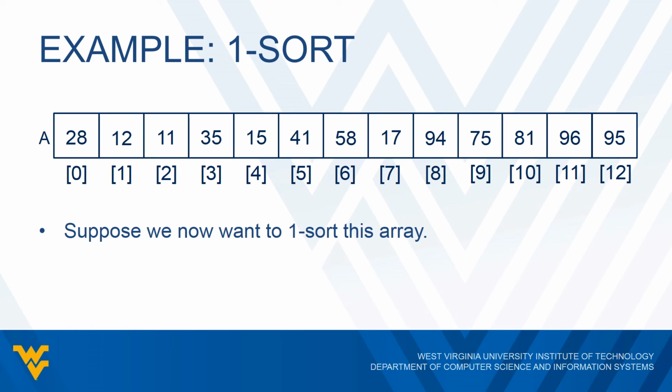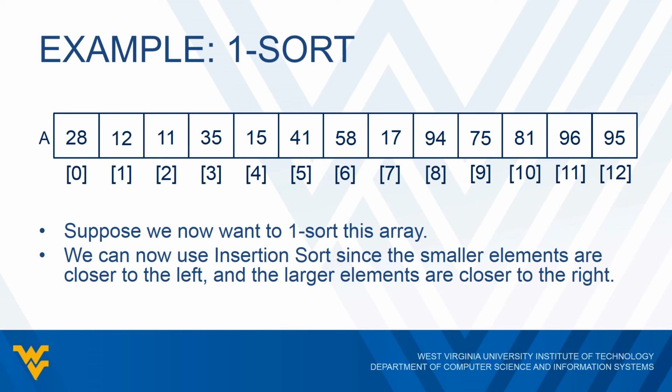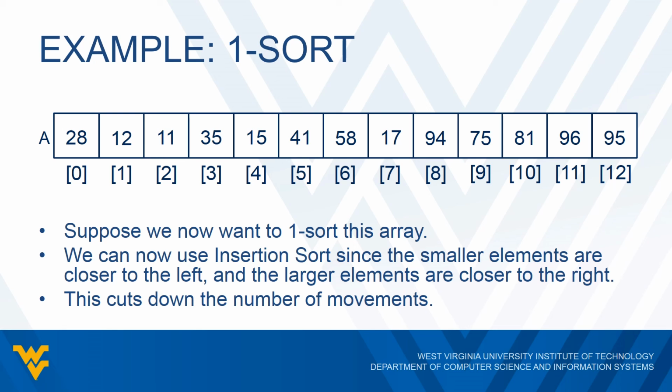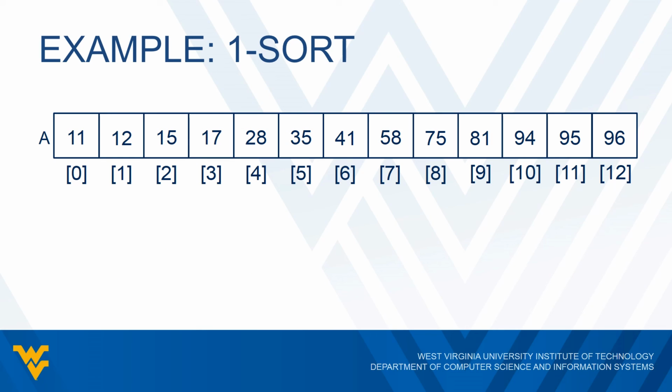So let's say now we want to 1 sort this array. How can we do that? Well, we can now use insertion sort because the smaller elements are closer to the left and the larger elements are closer to the right. Are they exactly in the right spots? Close, but it's a lot better than our original unsorted array. So what this does is it actually cuts down the number of movements and swaps that we have to make. As a result, this is the resulting sorted array.